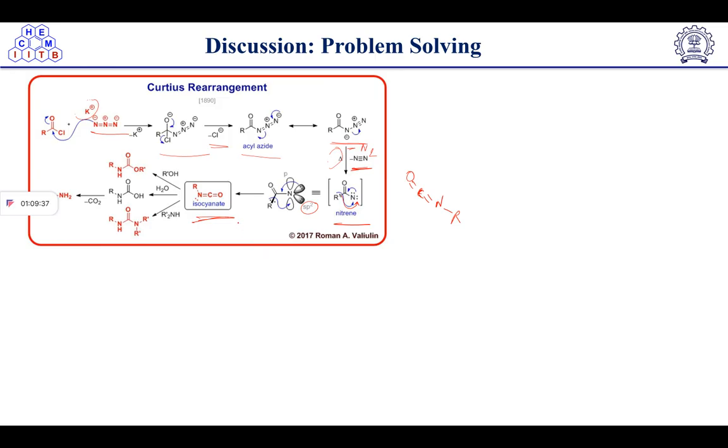After the isocyanate formation, depending on the nucleophile, we get different products. So suppose we have alcohol in the reaction mixture, the alcohol will attack on this electrophilic center. Okay. This one.